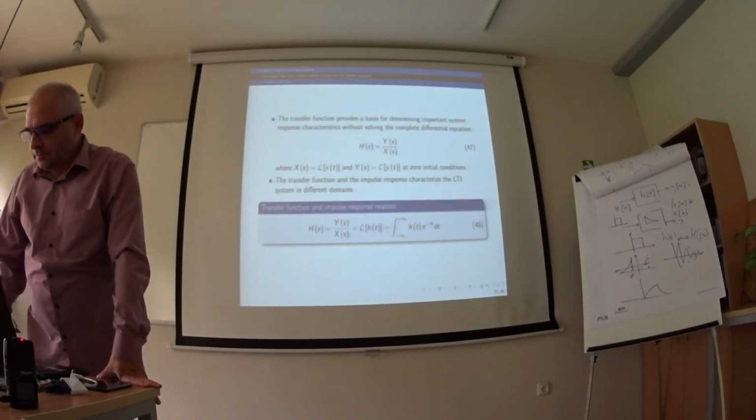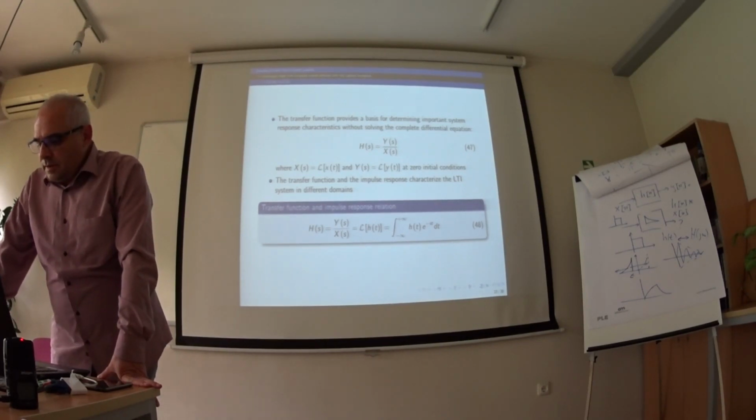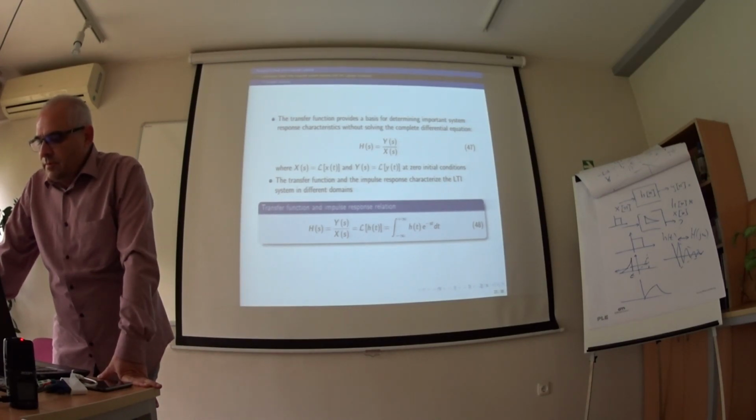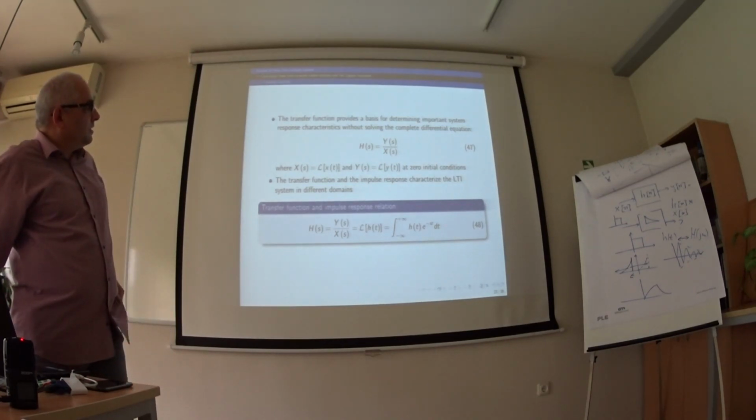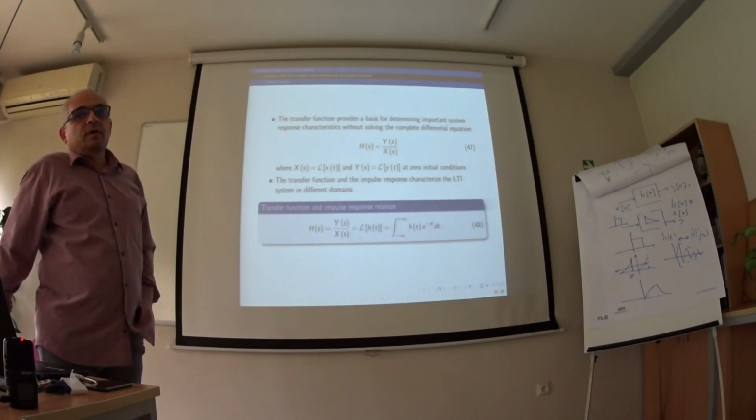Transfer function. This is the ratio of the output signal to the input signal in the Laplace domain. If we know our transfer function, we can get the output of the system if we know the input, but in the Laplace domain. We just multiply the Laplace transform of x by the transfer function, and we will get the output signal in the Laplace domain. If we want this signal in the time domain, we have to apply the inverse Laplace transform on it.